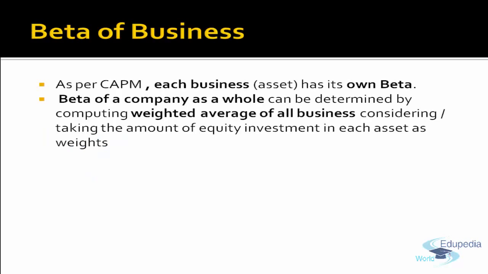As per CAPM, each business asset has its own beta. So what if that particular company has different sectors, like one an automobile sector and the same company has a telecommunication sector? How will you determine the beta for the whole company? Obviously I'm not going to determine the beta for the individual sectors. For that, we do a weighted average of the beta of all the businesses. And for the weighted average, we take the equity investment as weights.